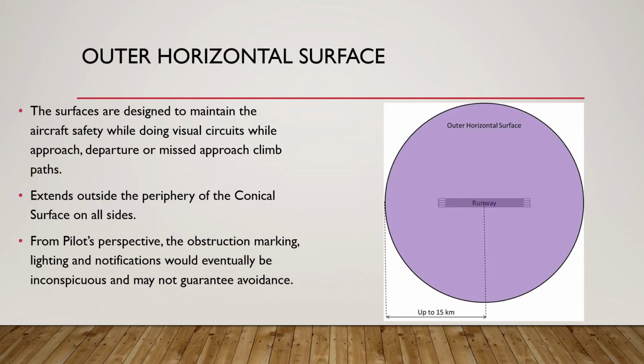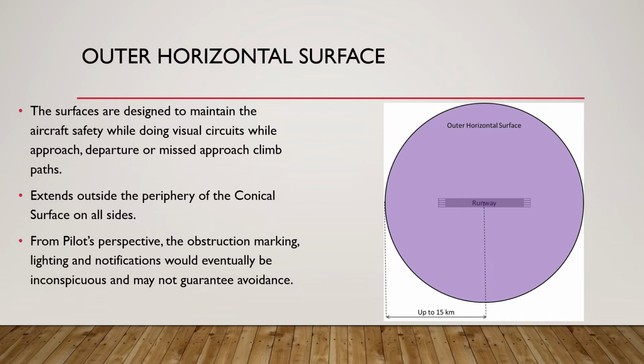The outer horizontal surface extends up to a distance of 15 kilometers with reference to the aerodrome reference point. The example shown on the right is a typical example of the aerodrome reference point being co-located at the midpoint of the runway.